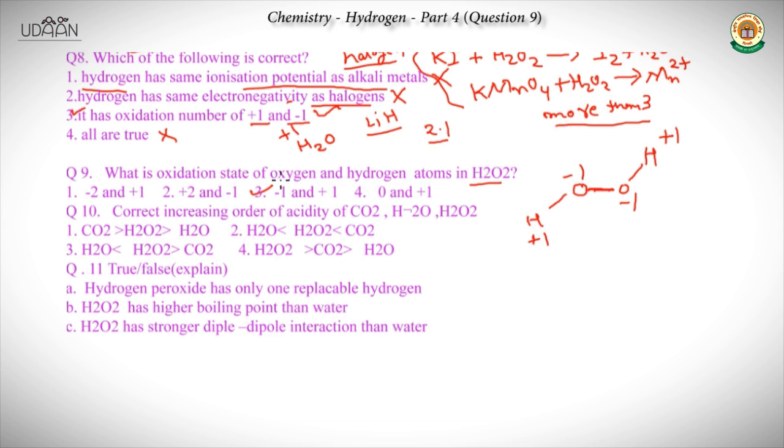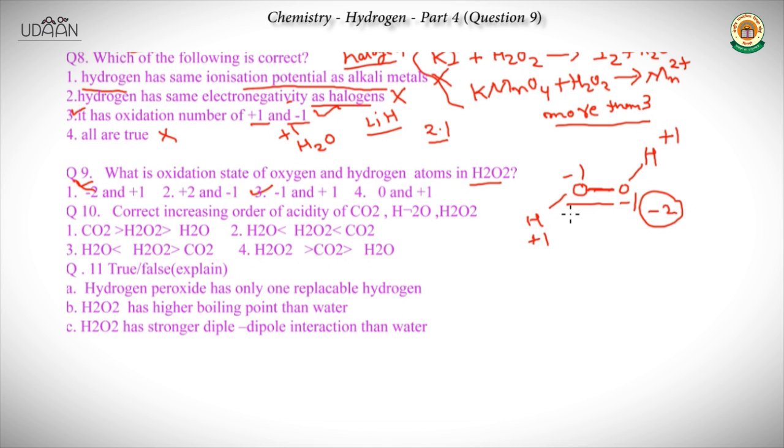The mistake all students make here is that they think oxygen is always in -2 oxidation state, and so when they see this type of question, they suddenly give the answer like this. But this is not correct. You have to first write down the structure, then you can decide what is happening. Okay. So let's move on to question number 10.